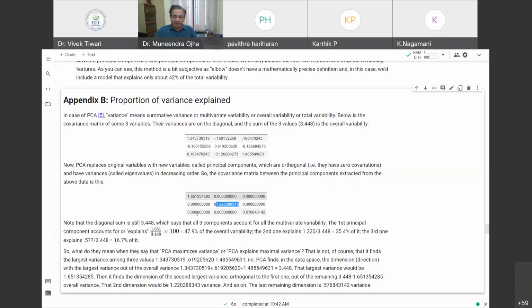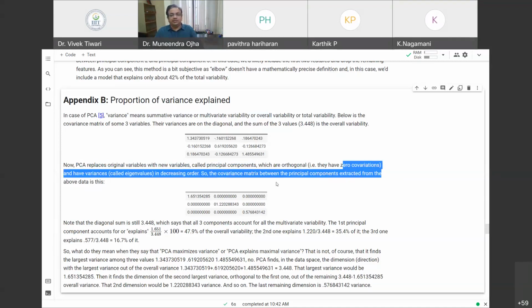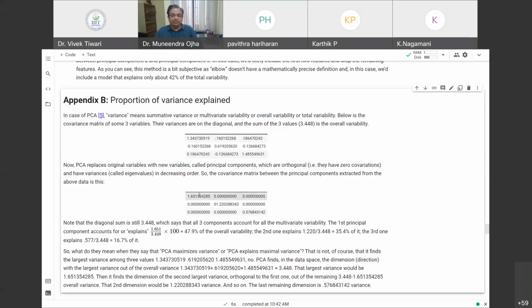The first eigenvector is the first column, and it has a variance of 1.6513 and so on. You see, 1.65 is the biggest value, then the second one has the next biggest value, the third one the next biggest, and this is the only one left. So PCA replaces the original variables with new variables called principal components, and these principal components are orthogonal. They have zero covariance.